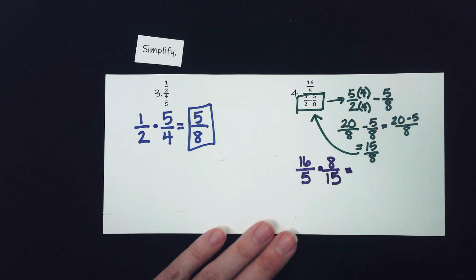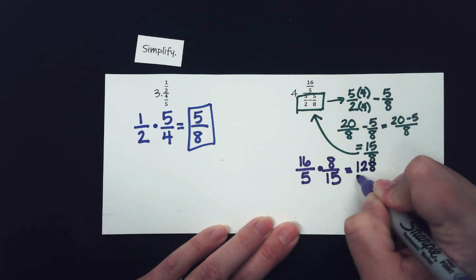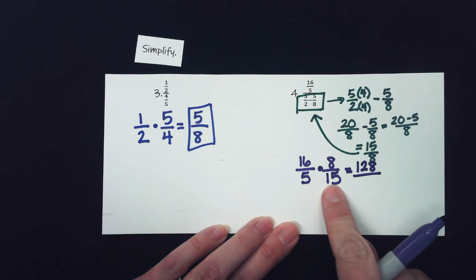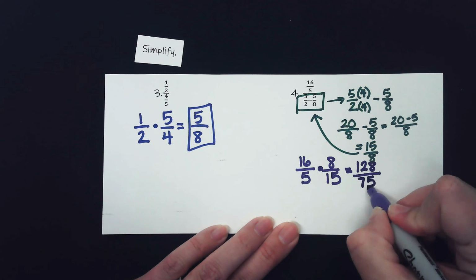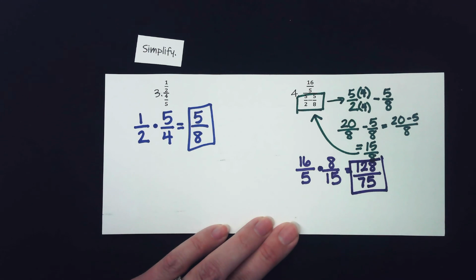So I have 16 times 8, and I get 128. And then I have 5 times 15, which is 75. Okay, if it simplifies, go ahead and simplify it, but this one doesn't. So that is our fraction.